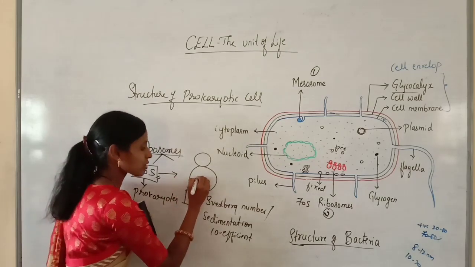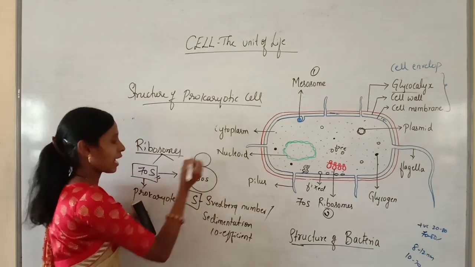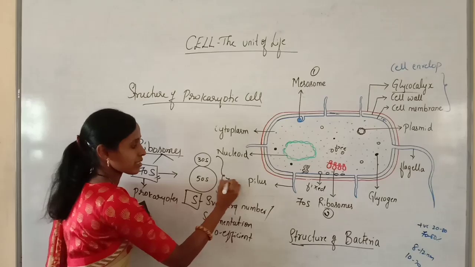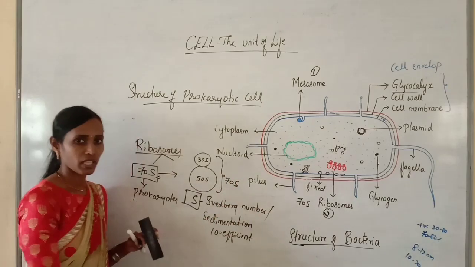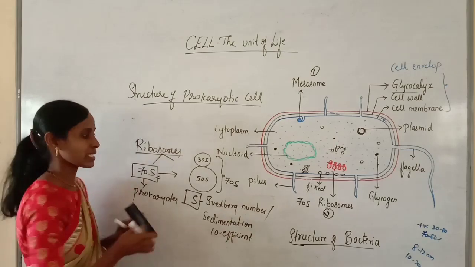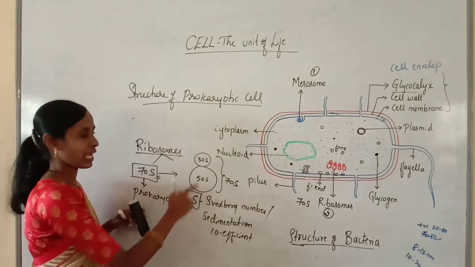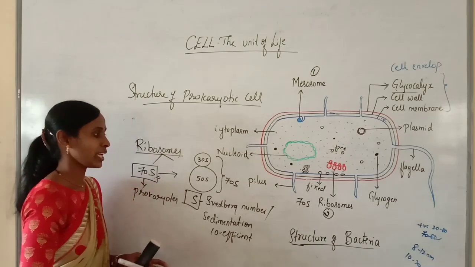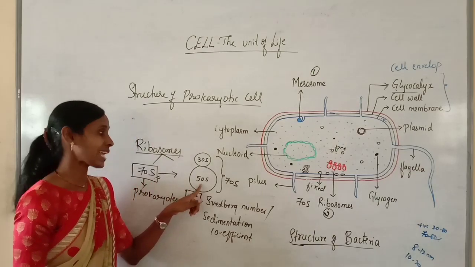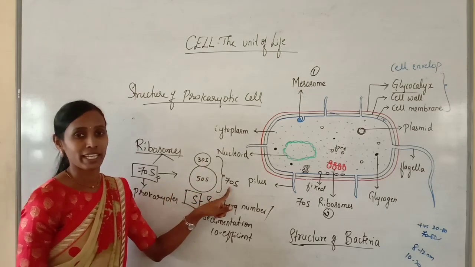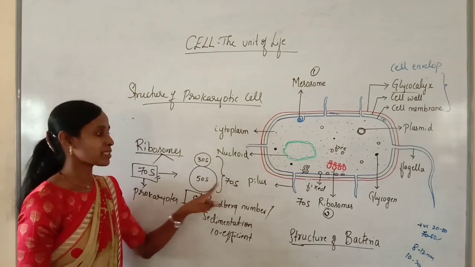Here, the larger subunit is 50S and the smaller subunit is 30S. Together it is 70S. So a 70S ribosome is always made up of two subunits, a larger 50S subunit and a smaller 30S subunit. I told you in the beginning, you should not add these two subunits. If you add, it becomes 80S. Then how will it be 70S?